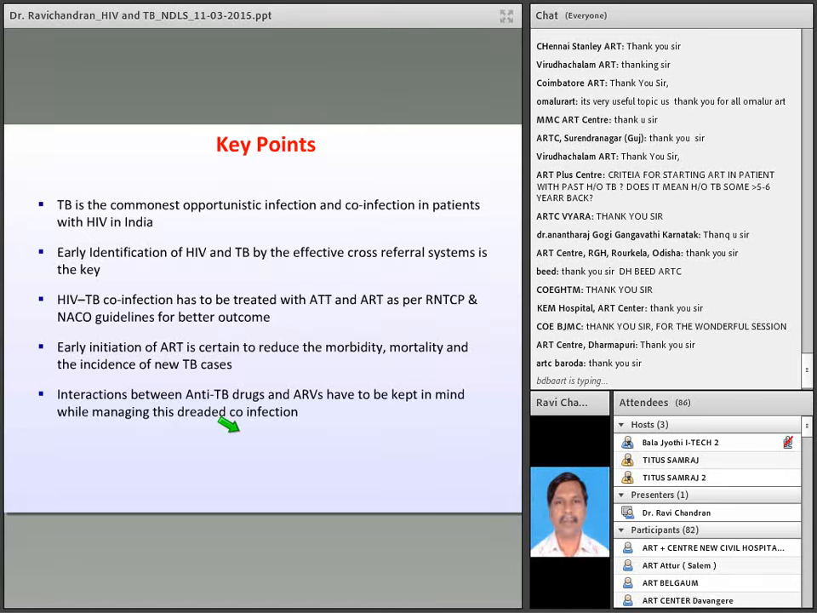The dosage of pyridoxine I am not very sure at present. The dosage of rifabutin is 300 milligrams per day, but rifabutin in children has not been established, and we have not yet started that. Vitamin D supplementation will definitely help in patients living with HIV also.